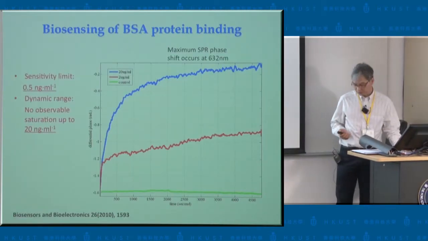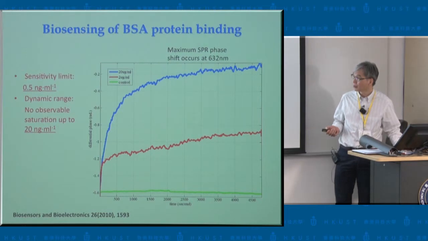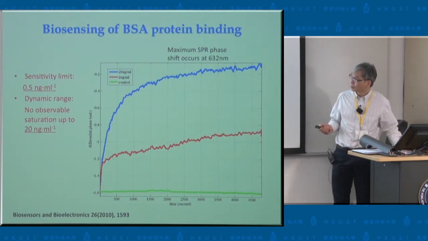Okay, so we did some bio-testing, and it did work with some protein, BSA, anti-BSA detection, and the sensitivity limit is about 0.5 nanogram per mL.